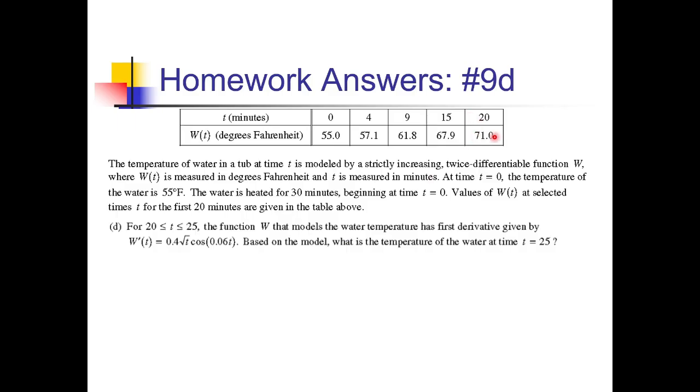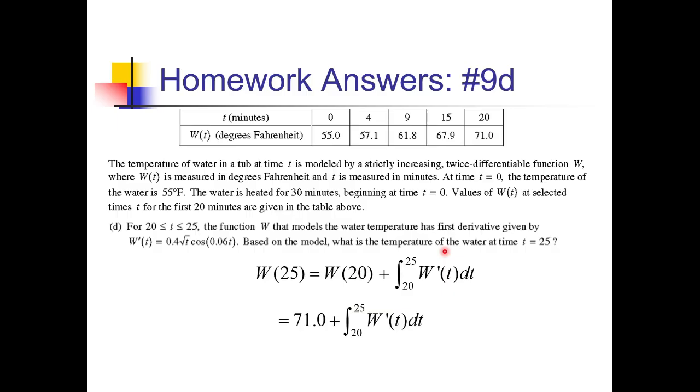So we can use the fundamental theorem of calculus to go the rest of the distance. So we're going to do our initial value plus the integral from 20 to 25 of this w prime. So here's what the setup looks like. We have w(25) equals w(20) plus integral from 20 to 25 of w prime of t. I don't need to copy that down here. Now I actually have to enter this in my calculator. My w(20), we know that that's 71.0, and this integral I'm going to enter kind of as is. I'm going to tweak it a little bit though.